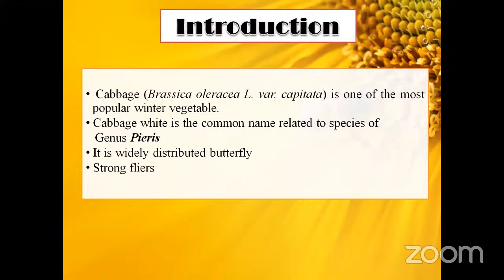Then coming to the introduction. The cabbage butterfly, that is Pieris brassicae, is also known as the large white butterfly. These are strong flyers and cosmopolitan in distribution. This is one of the major insect pests of cabbage, causing serious damage to the crop. These are polyphagous in nature, infesting different crops like radish, turnip, cauliflower, and other cruciferous crops.